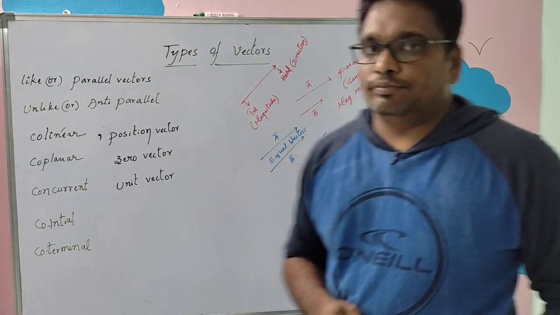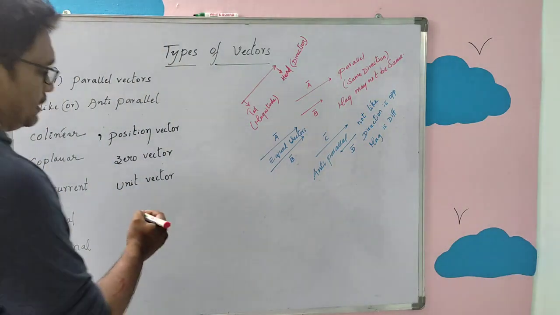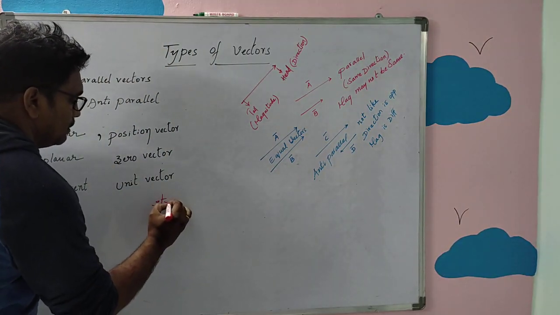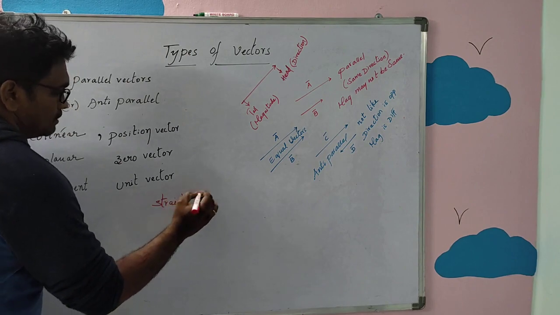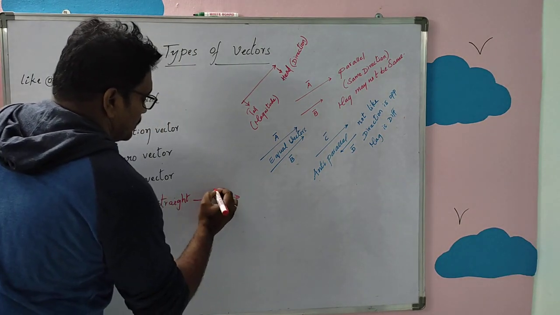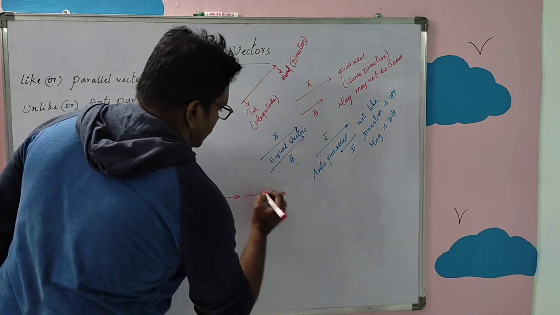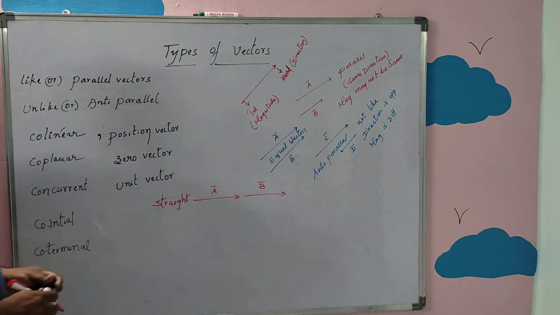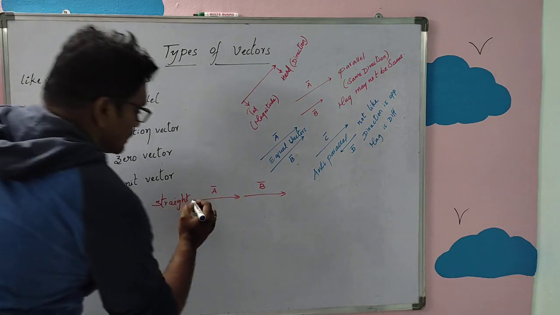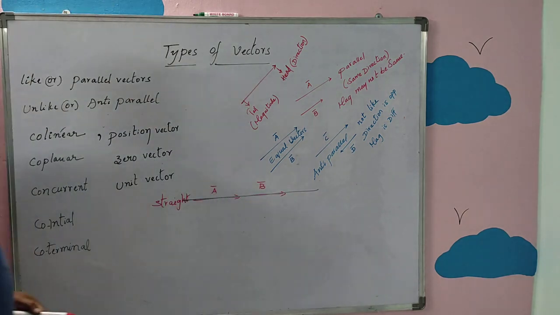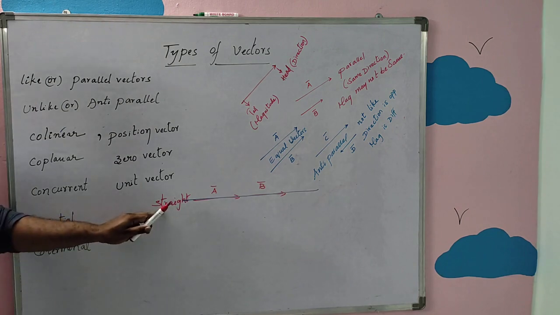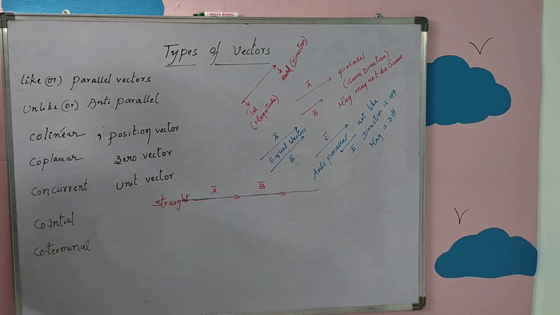Now come to the next vector, that is collinear. Linear means straight. Say this is vector A and this is vector B. Vector A and vector B are representing in a straight line. So linear means straight. If any number of vectors are representing in the same straight line, we can call them collinear vectors.